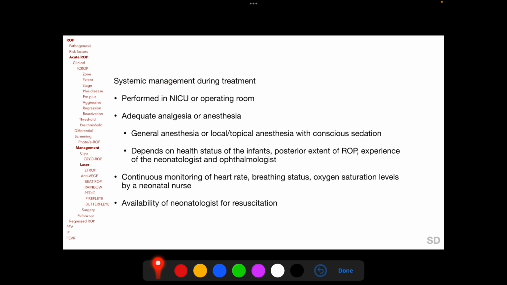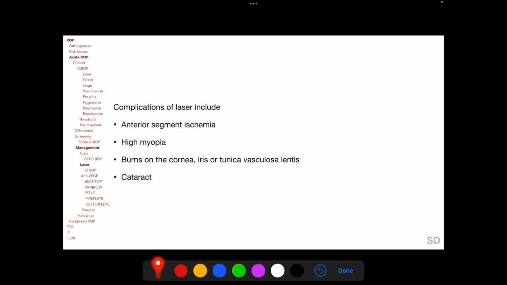Considering systemic management during treatment is very important, and laser photocoagulation is ideally performed either in the NICU or in the operating room. Adequate analgesia or anesthesia, in the form of general anesthesia or topical or local anesthesia with conscious sedation, should be employed, and the method depends on the health status of the infant, posterior extent of ROP, and experience of the neonatologist and ophthalmologist. Continuous monitoring of heart rate, breathing status, and oxygen saturation levels by a neonatal nurse, and availability of a neonatologist for resuscitation are mandatory. Complications of laser include anterior segment ischemia, high myopia, burns on the cornea, iris or tunica vasculosa lentis, or thermal injury to the crystalline lens causing cataract.